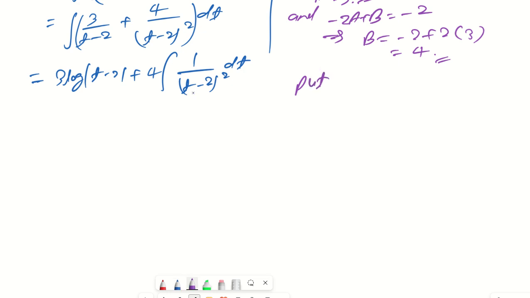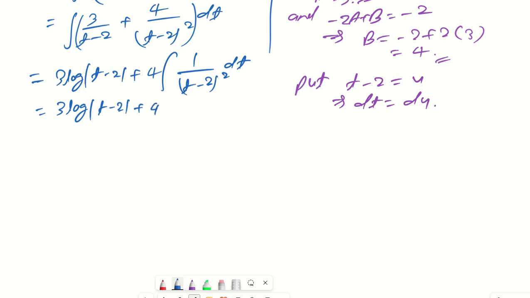So let us say put t minus 2 is equal to, let's say u, then we will have dt is equal to du. So can we write down that one? Then we are going to get 3 log t minus 2 plus 4 times integration of 1 by u square du.